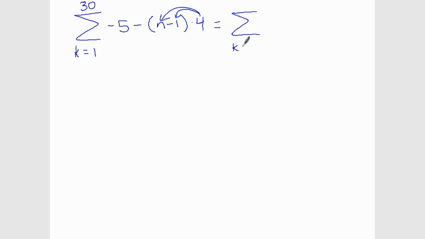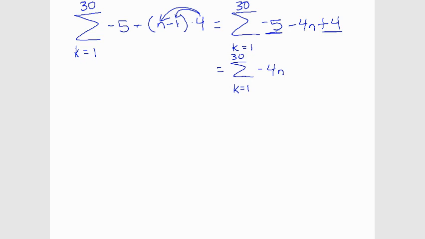Let's go ahead and see what this would look like in summation form, so we get additional practice with that. This is k equals 1 to 30 this time, and I'll write out the full explicit formula, -5 minus n minus 1 times 4. And let's go ahead and simplify. So I'm going to distribute the 4. I get the sum from k equals 1 to 30 of -5, -n times 4 is -4n, but then we get -1 times 4, so that's +4.